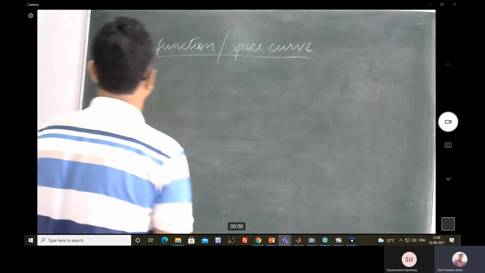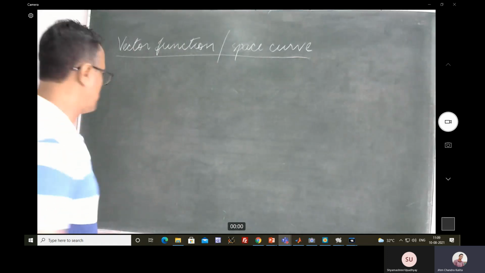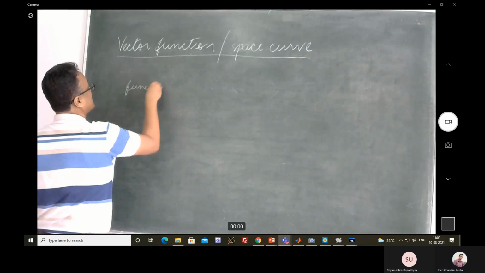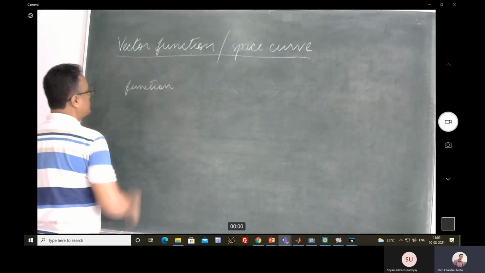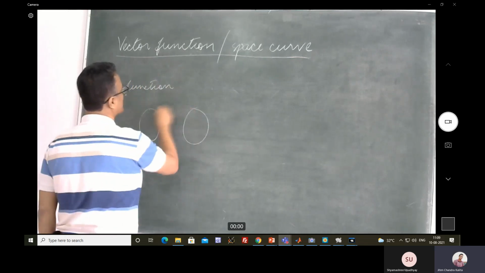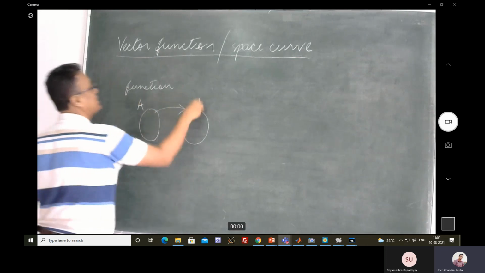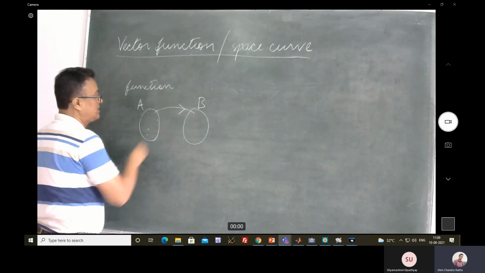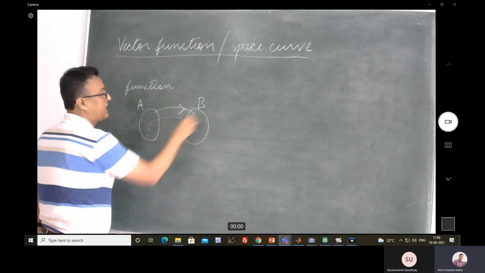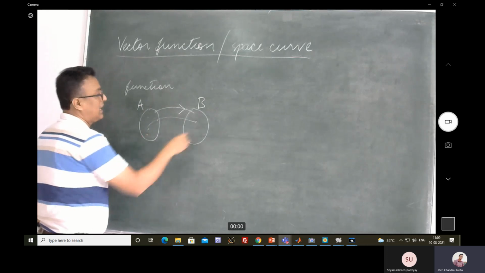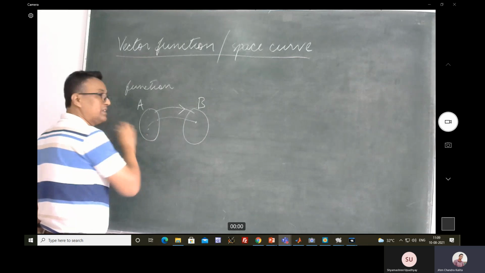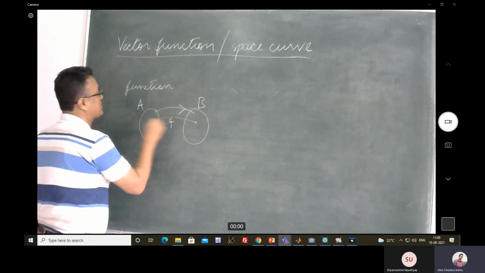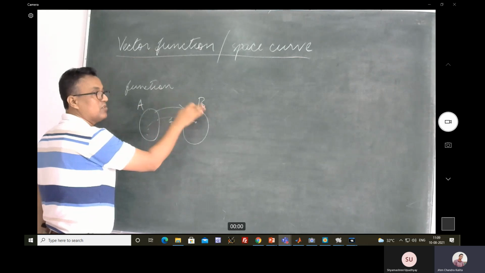So what is a vector function, or a vector valued function? You know the very basic definition of a function. You consider two sets, suppose A and B. If to each point of A you can uniquely correspond an element of B through a rule, and I call that rule f, I say that f is a function from A to B.